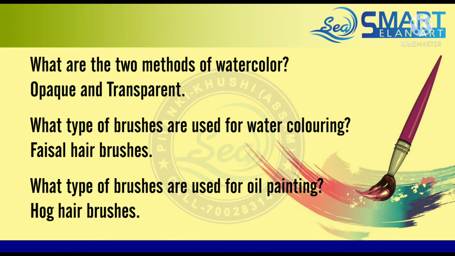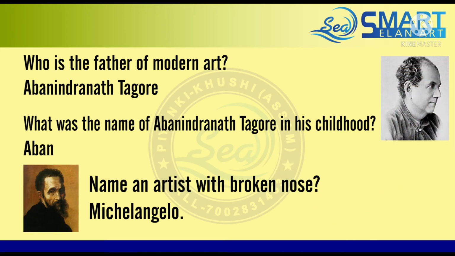What are the two methods of watercolor? Opaque and transparent. What type of brushes are used for watercoloring? Facial hair brushes. What type of brushes are used for oil painting? Hog hair brushes. Who is the father of modern art?